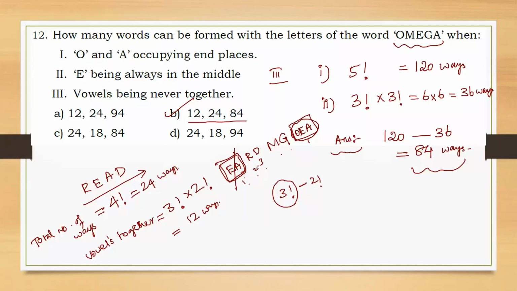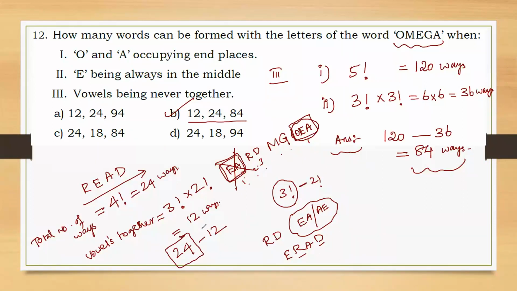That means you're not considering the E and A letters together. If you subtract 2 factorial there, then you're not considering either the AE option or the EA option. Actually, you have to arrange E and A, but they should never be together. That's why you're applying 24 minus 12. 24 is nothing but all the possible outcomes, whether together or never together. In that, if you subtract always together, you will get the never together value.